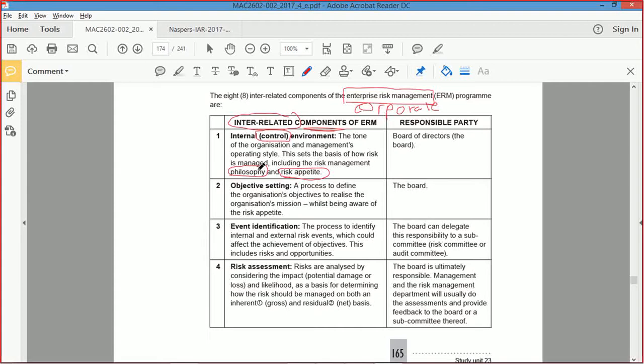So the first bit is the control environment. In the control environment, people are the ones who decide on what the objectives are, how much risk to take, and what the philosophy is around risk. Last week I asked you what your view was: are you more conservative or more aggressive? That means, are you more of a risk taker, or do you like to be more careful? Who's responsible for that? The board of directors. It's interrelated because this one component will affect another component. Does that make sense? Yes, sir.